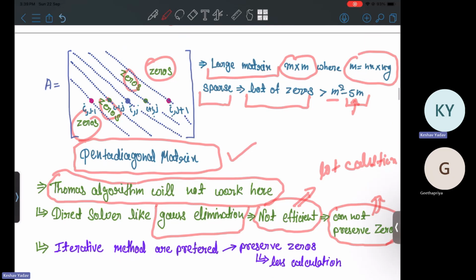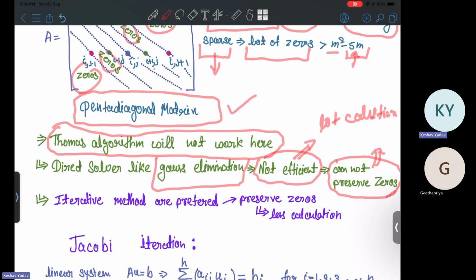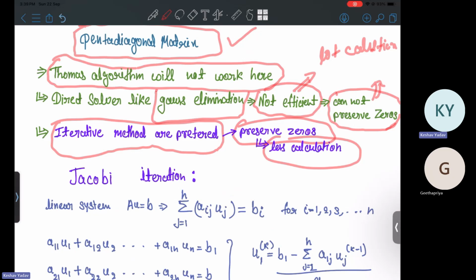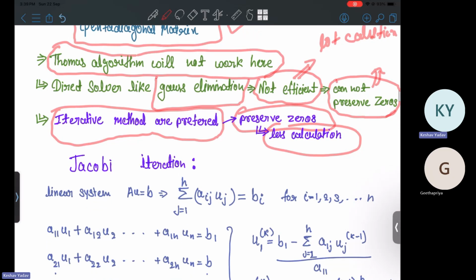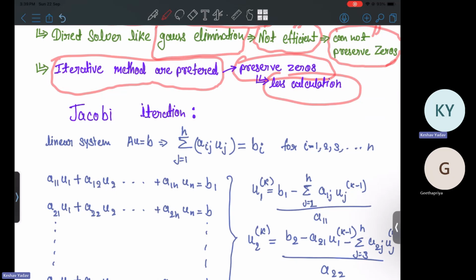It means that the matrix we have is sparse, but maybe after the first or second iteration in the Gauss elimination, it will not be a sparse matrix. So that will be a computationally expensive process. So what can we do? We can use an iterative solver here. Okay. So an iterative solver will preserve the zeros and will also have fewer calculations.